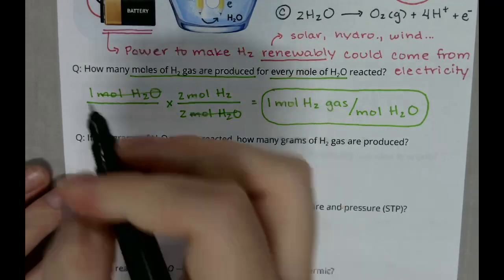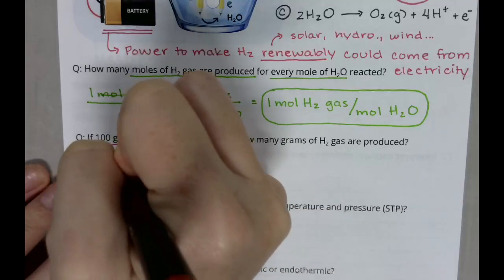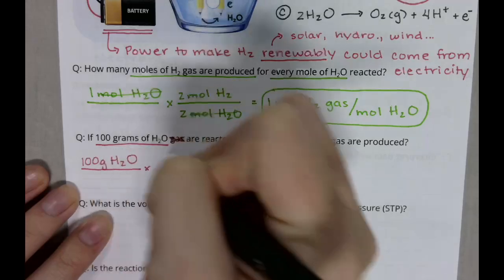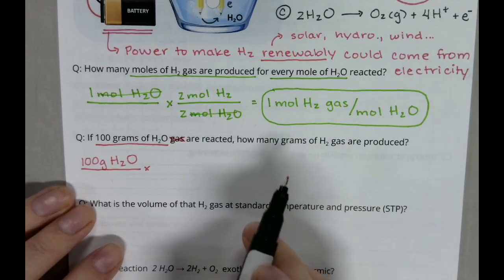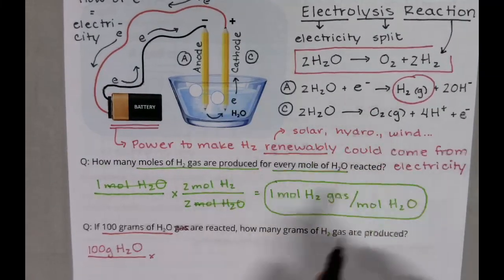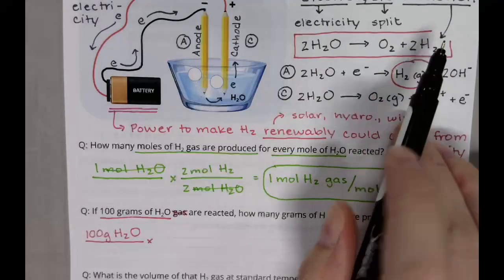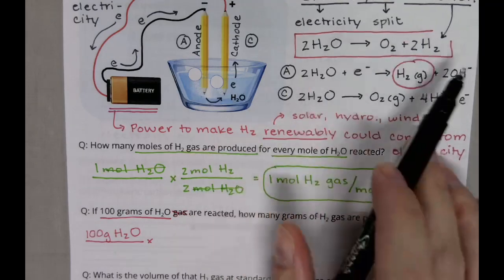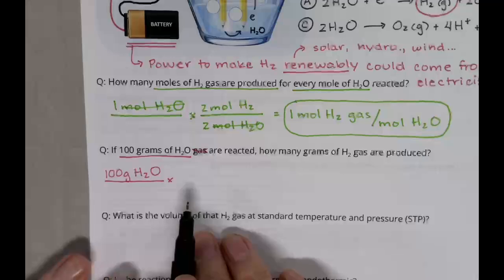So let's set this problem up. We have 100 grams of H2O, and we want to see how many grams of hydrogen gas that will produce. Now, this is stoichiometry, ladies and gentlemen. We cannot go grams of H2O to grams of hydrogen gas, and here's why. This chemical equation that translated moles of H2O to moles of H2 for us can't do the same thing for grams. These numbers mean moles, okay? So we have to find another way to do that.